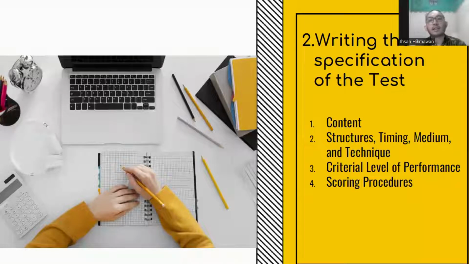The second stage is writing the specifications of the tests. This stage tells about the content, structures, timing, medium and technique, and then criteria level of performance, and the last is scoring procedures. Let's explain one by one.